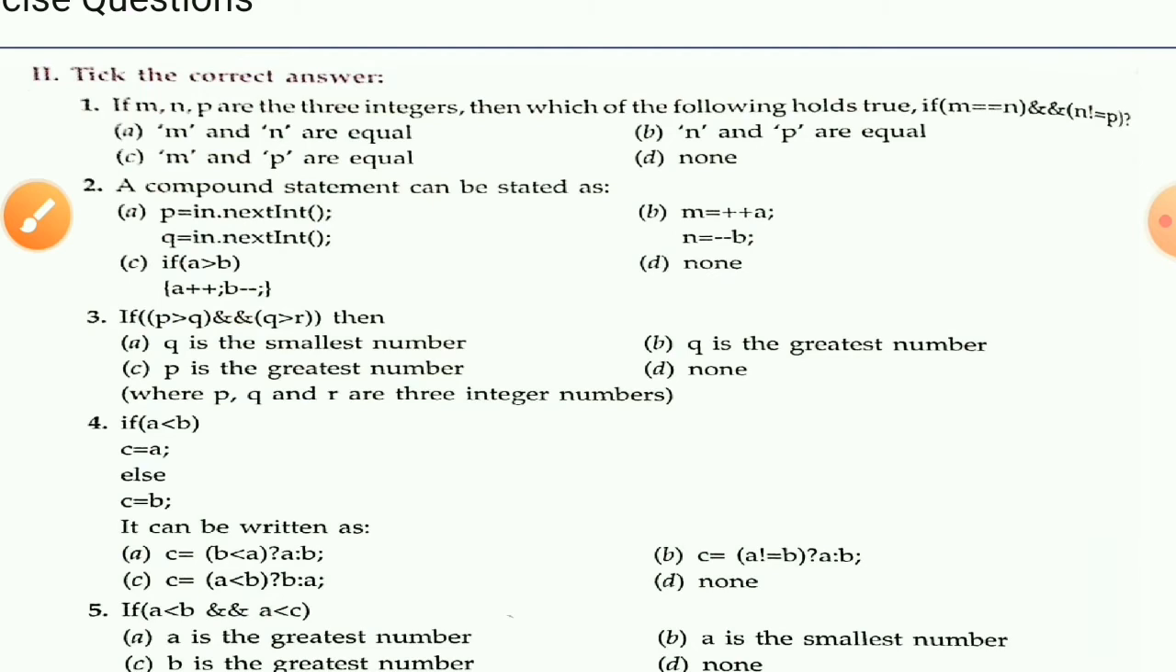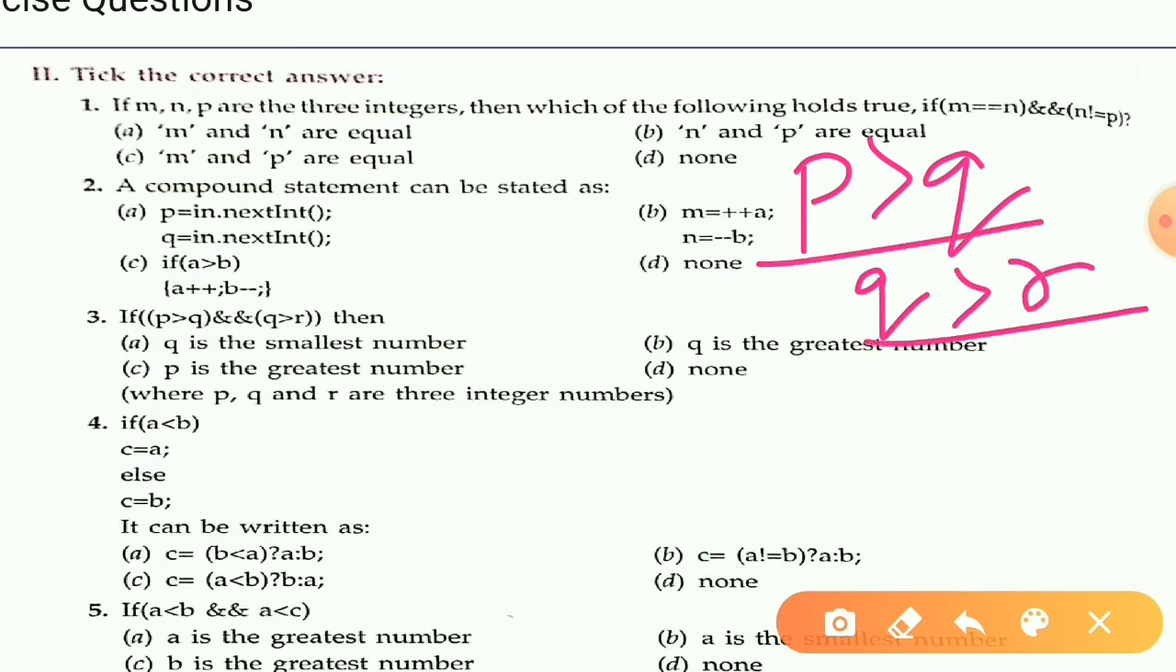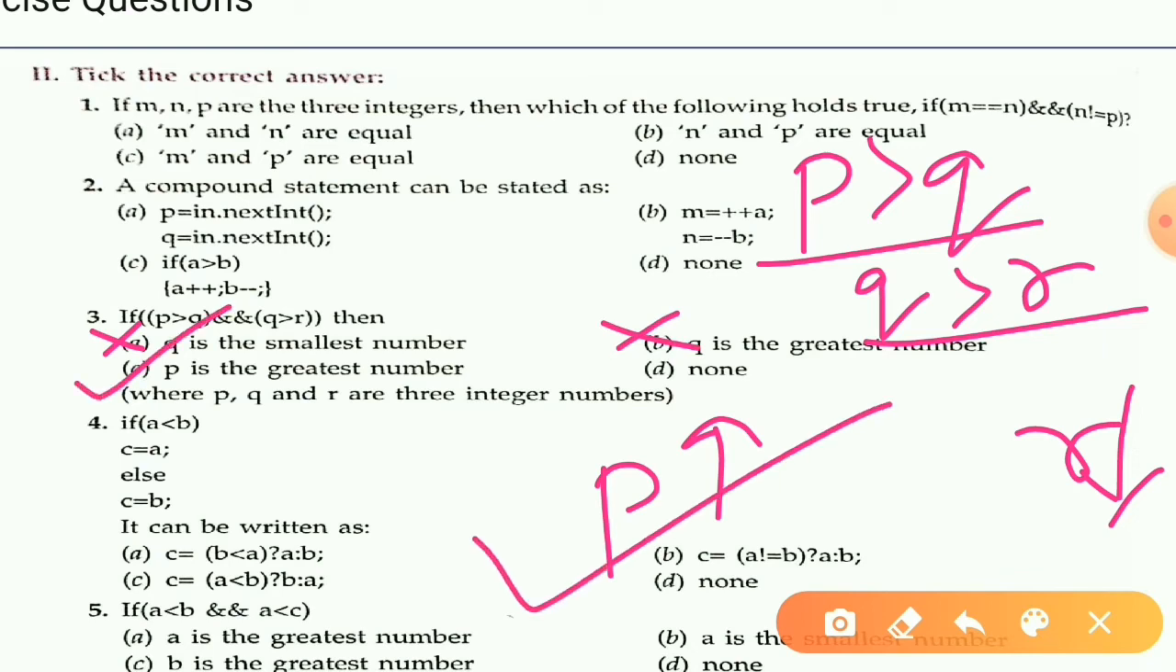Now see the third question. If P is greater than Q and Q is greater than R, then what will happen? It means P is greater than Q and again Q is greater than R. Firstly try to solve this question by yourself. It says that P is the greatest one and R is the smallest one. Now let us check our options. First one, Q is the smallest number. The condition is false. No. Second one, Q is the greatest number. No. See the third one, P is the greatest number. Yes. So our answer is C over here.